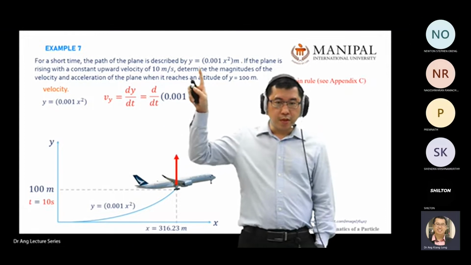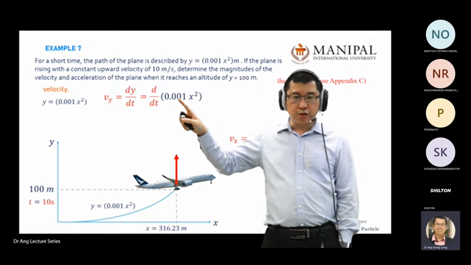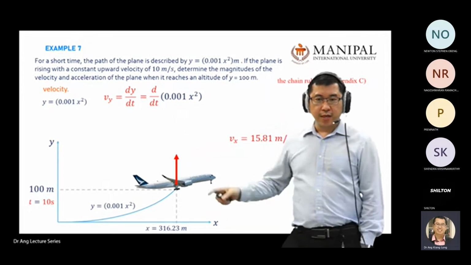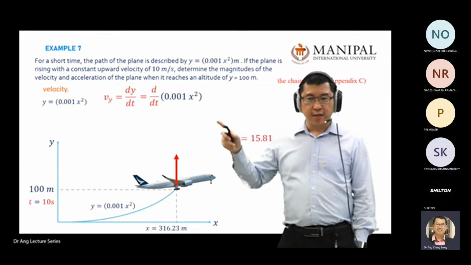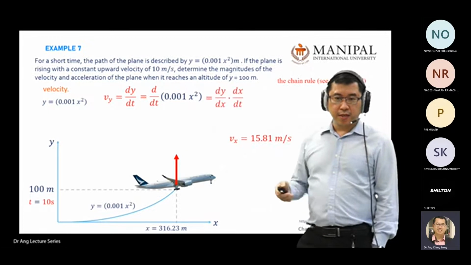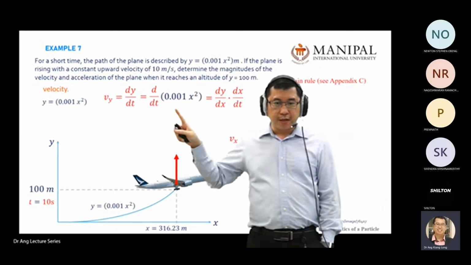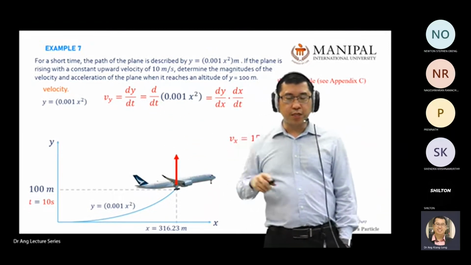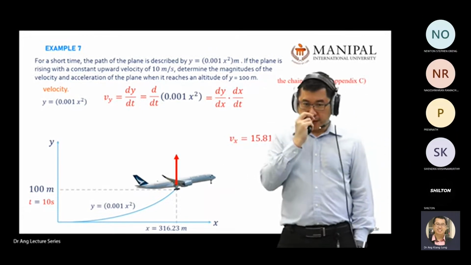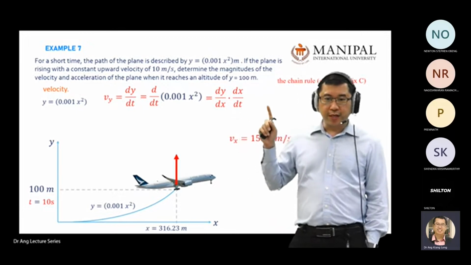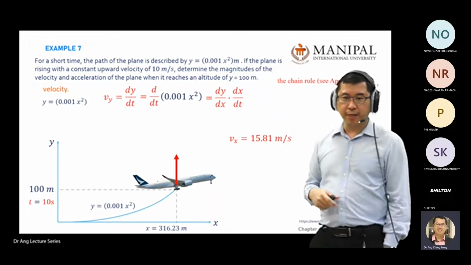So dy/dt means you differentiate this equation, 0.001 x squared. In the equation, do you have anything linked up with x and t? Is there anything that you can link? On this dimension, you're not able to see anything about t. There's no t here, but you can use the chain rule that you learned in your differentiation chapter in mathematics.